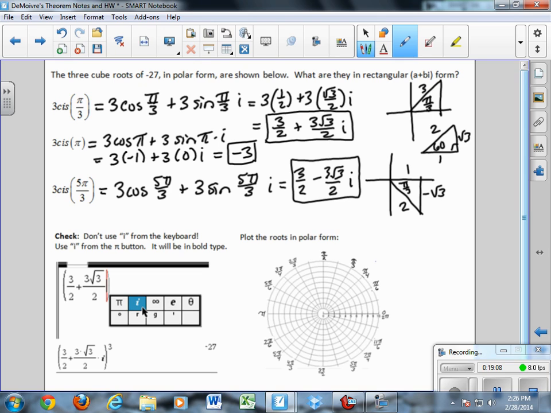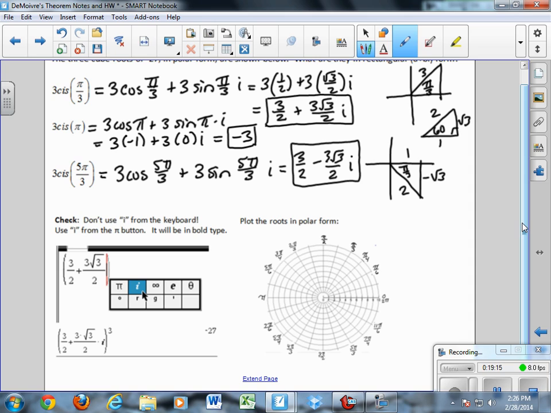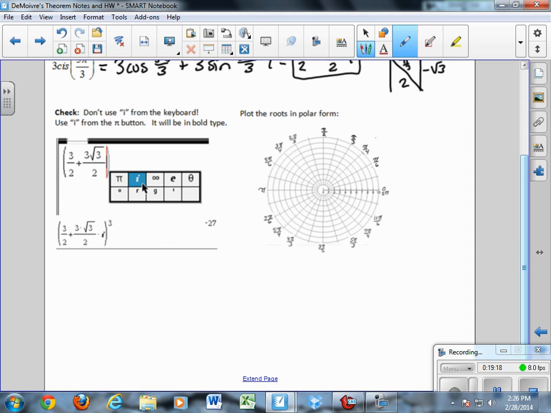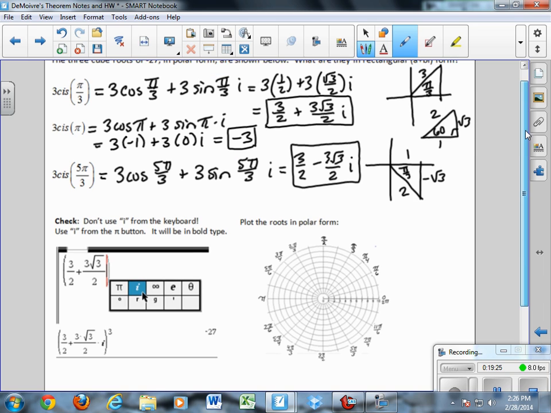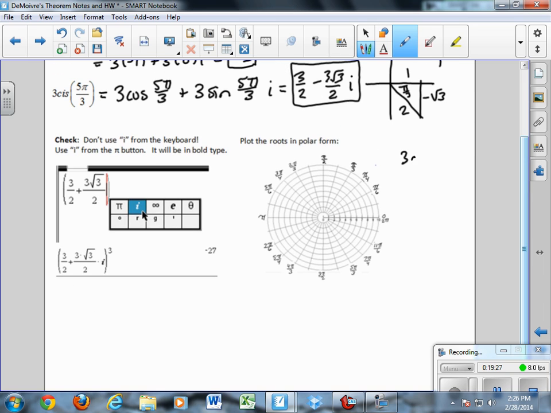Now, something else for me to tell you about the 3 roots is if I plot these 3 roots in either polar or rectangular form, although it's easier right now to do the polar form, I have 3 cis pi over 3 is one root. And so go out 3 and rotate to pi over 3, and that would be this point right here. Then I have 3 cis pi, so plot one at pi, and then 3 cis 5 pi over 3, so plot the one at 5 pi over 3.